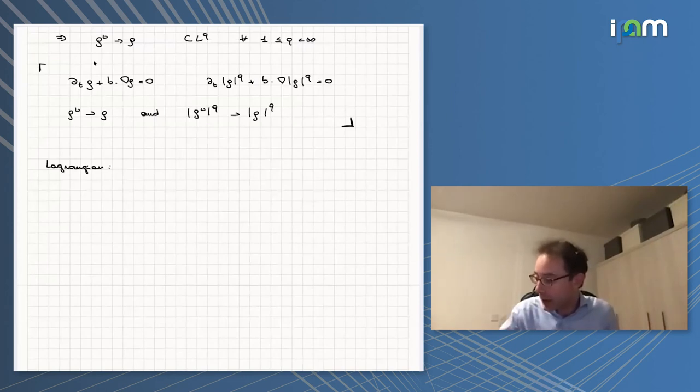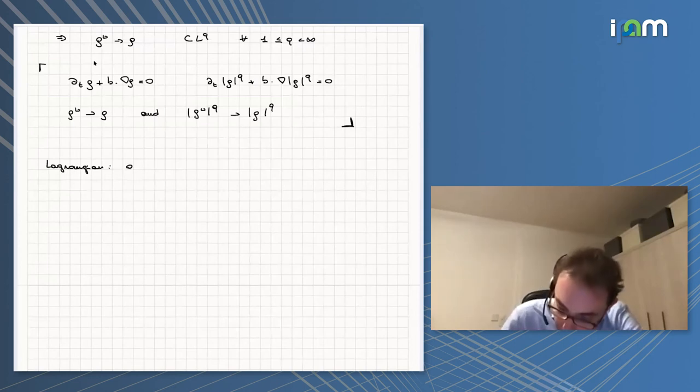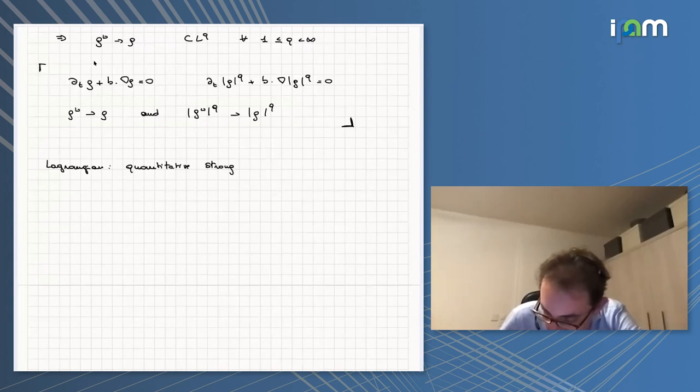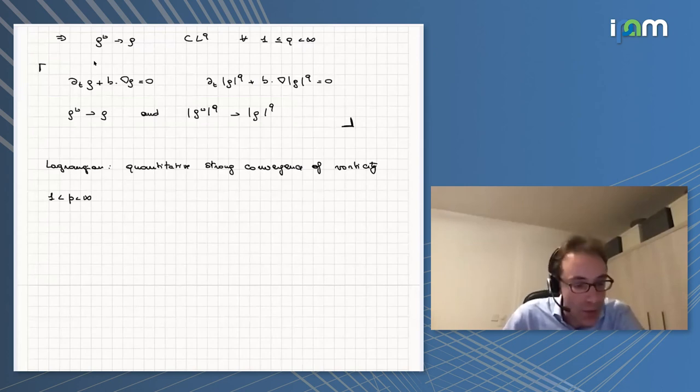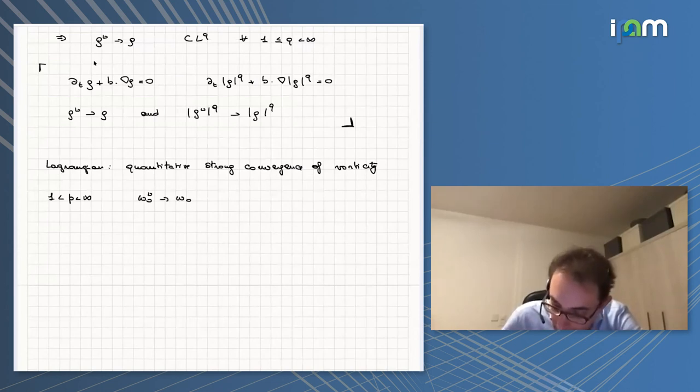Let me mention that this PDE approach was also used by Christian, Elena, and Emil, of course. So the ODE or the Lagrangian approach can provide the following quantitative strong convergence of the vorticity result. I will state it in the following form. Fix, for simplicity, the case p strictly larger than one. There are extensions to the case p equal to one. Assume that I have a sequence of smooth initial vorticities which converge to our initial vorticity in L^p strong at the initial time.